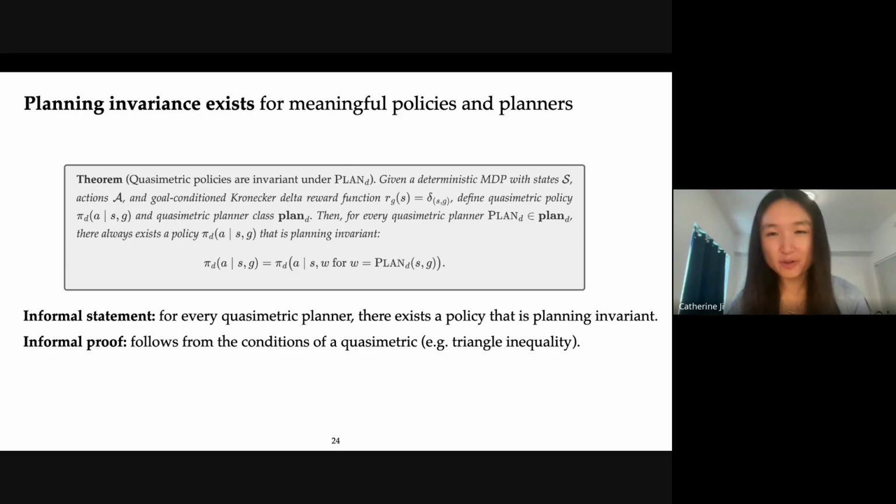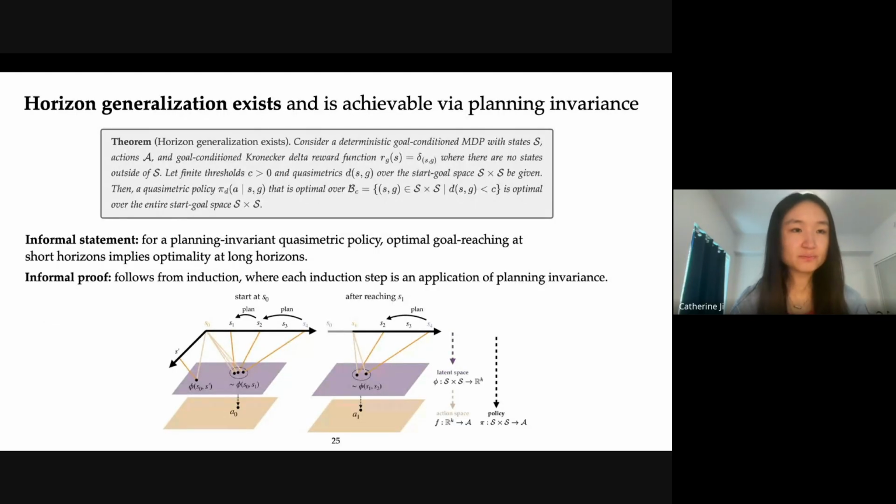Pausing here for questions. Okay, cool. And as you can tell, it's almost by definition or construction that something like this is going to be true, but we do need this type of planning invariance in order to show our next statement on horizon generalization. Namely, that horizon generalization exists and is achievable via planning invariance plus some necessary assumptions. So informally, what we mean by horizon, oh, sorry, there is a question.